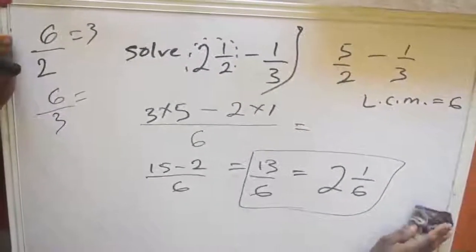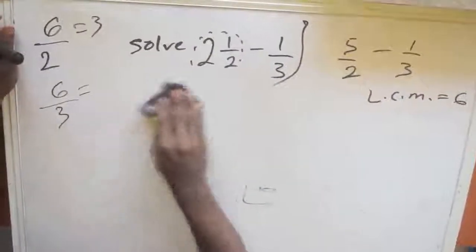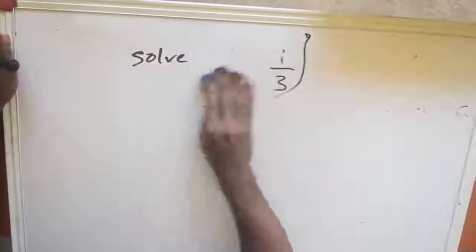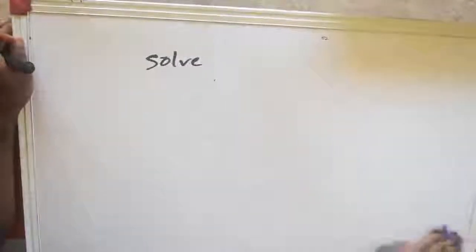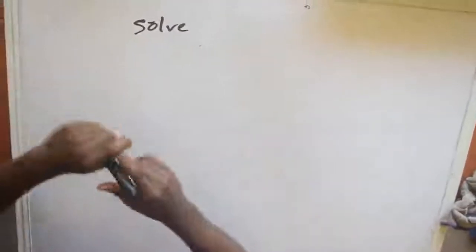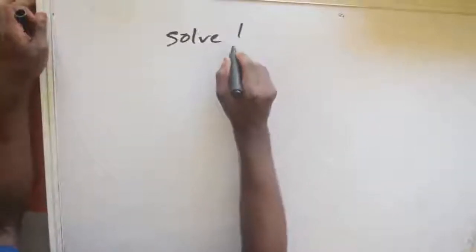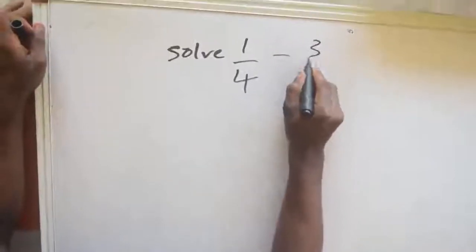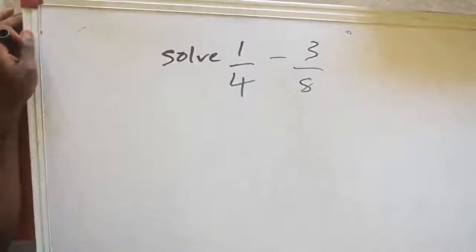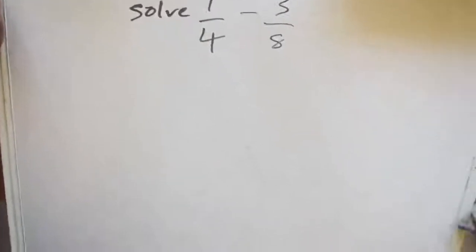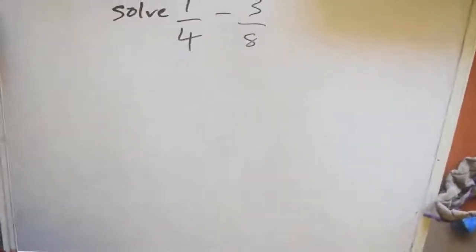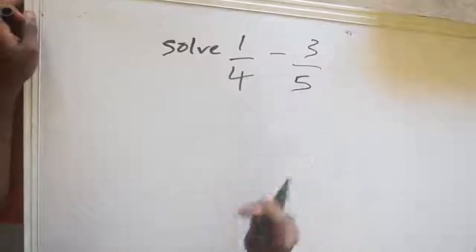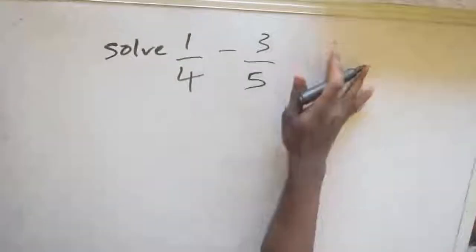Now here we go. Let me give you another instance. Supposing I say solve, I then give you 1 all over 4 minus 3 over 8 to solve. Okay, let me change this to 5, forgive me. I'll give you guys to solve.